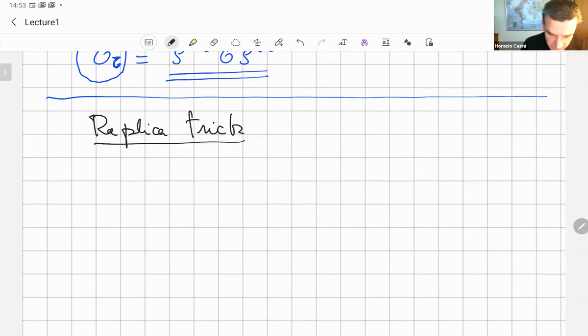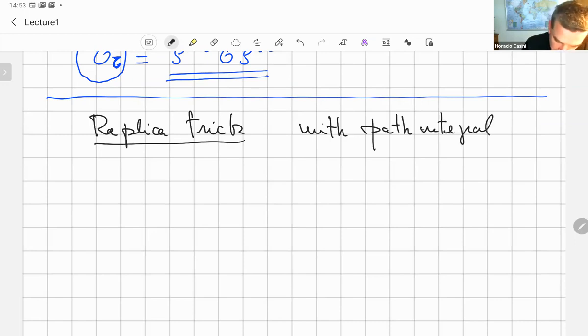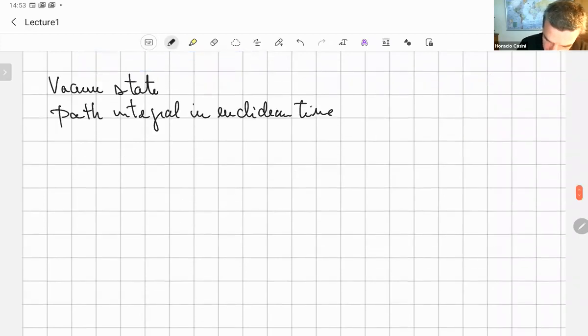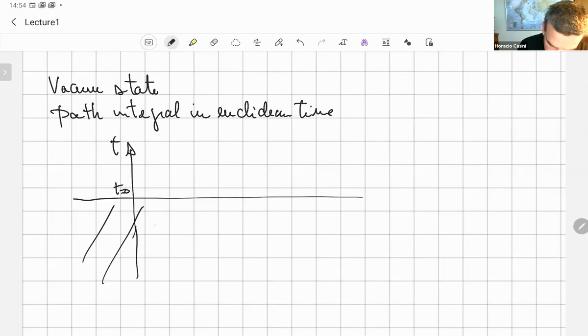I will describe a method to compute the entanglement entropy that is adapted to the continuum directly, and uses the path integral. So the first thing is that we have the vacuum state, we can describe through the path integral in Euclidean time, just by doing the path integral, this is time equals 0, doing the path integral in the lower half of the Euclidean plane.